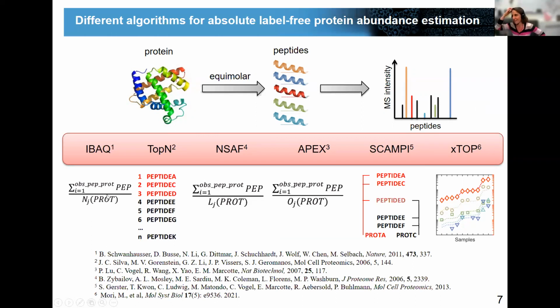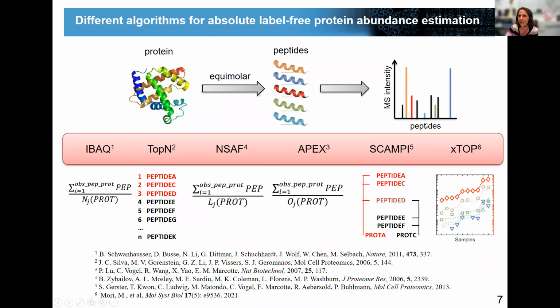The basic idea of iBAQ is that, in order to estimate the absolute concentration, you sum up all the peptides that you could quantify for a given protein. So in this example, you would sum up all the intensities you've measured here. Then you divide this sum of all peptide intensities by the number of theoretical peptides a protein can produce. This means you just normalize by protein size, because larger proteins produce many more peptides than smaller ones.